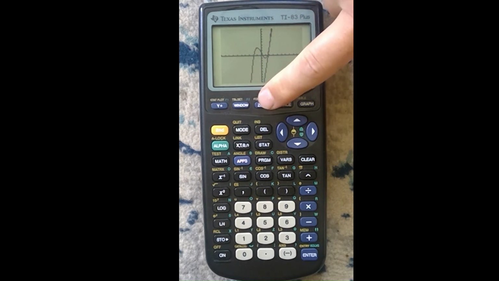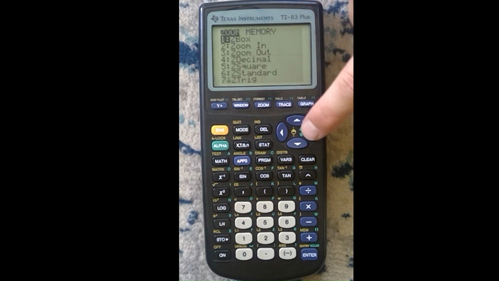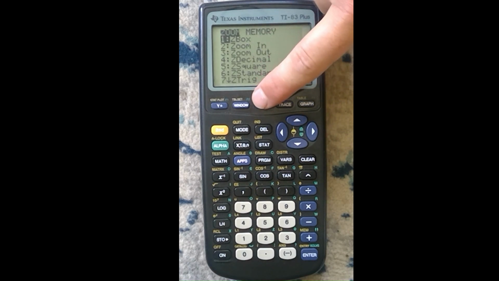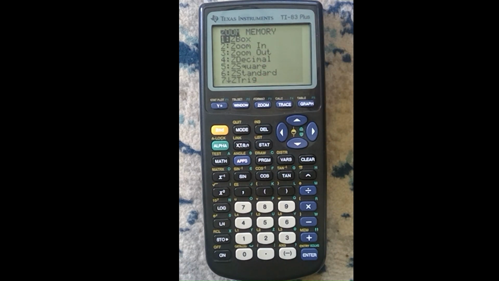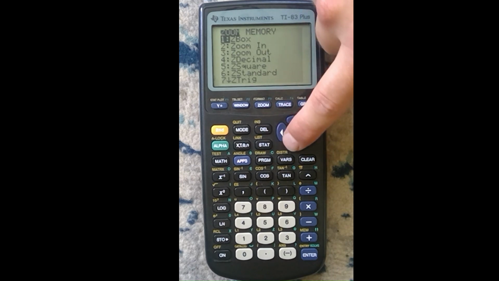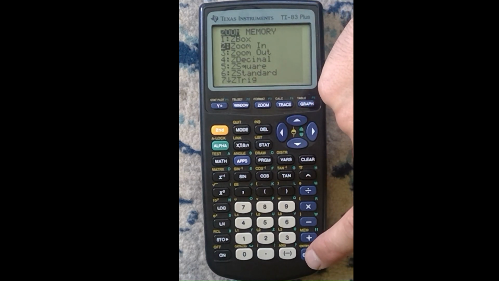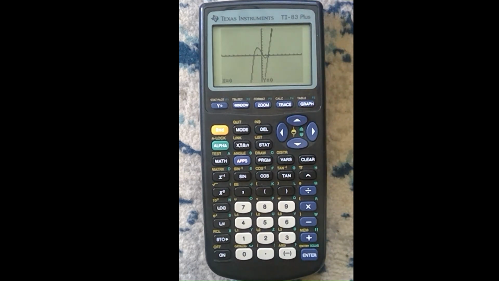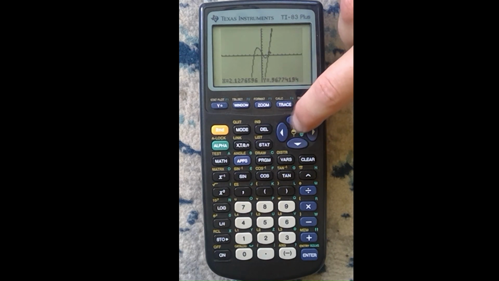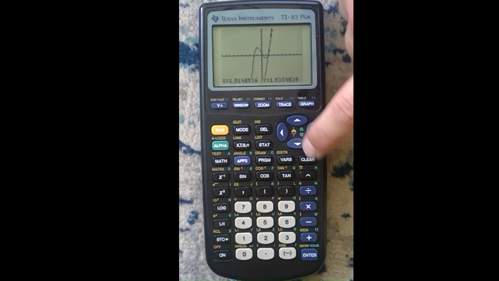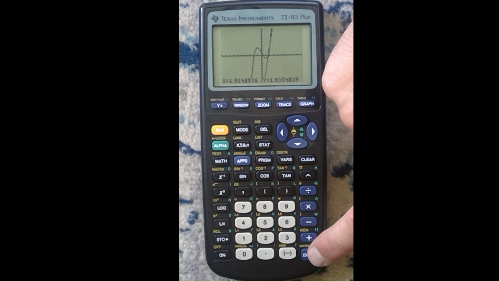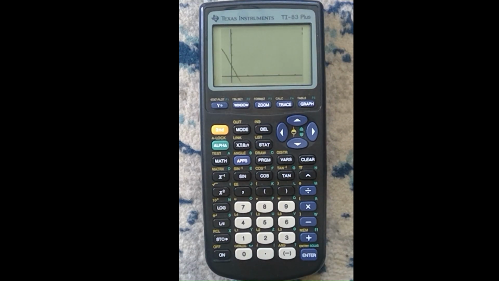We can zoom in a little bit to get a better look. So if you hit the zoom button and hit zoom in, which is number 2, you could go down 2, or you could hit the number 2. And I'm going to move this cursor. You can see that little point moving. I'm just going to move it over to the general area where we see these curves intersecting, and you could hit enter. That should give you a little better view.